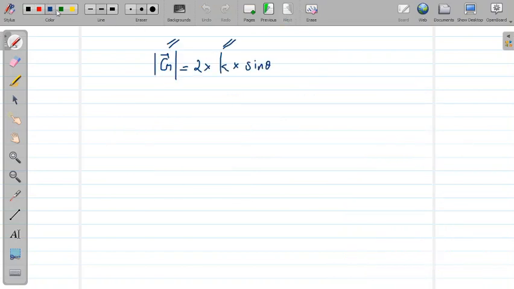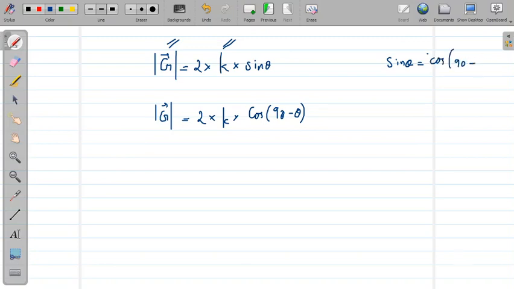Now I am going to modify this equation to be mod g equal to 2 into k into, instead of sine theta, I am going to write cos of 90 minus theta, because according to trigonometry, sin theta equal to cos of 90 minus theta. So instead of sin theta, I substituted this term. Now we know 90 minus theta is actually alpha according to our diagram. So mod g equal to 2 into k into cos alpha.